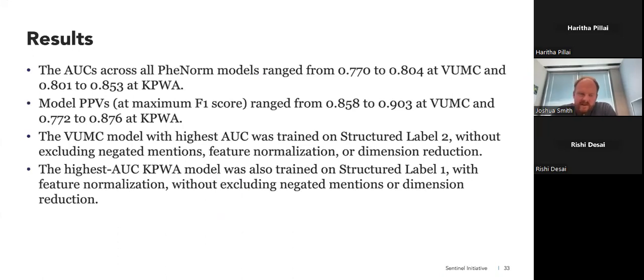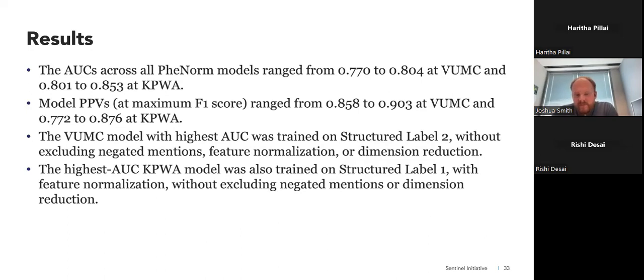In terms of results, the AUCs, or area under the curve, across all PheNorm models range from 0.77 to 0.8 at VUMC and 0.8 to 0.85 at KP Washington. The positive predictive value for the models at the maximum F1 score ranged from 0.858 to 0.903 at VUMC and 0.772 to 0.876 at KP Washington. If you're not familiar with F1 score, it is the harmonic mean between positive predictive value and sensitivity. It's kind of a way of balancing the two. And so we measured what our performance was at the point that maximized that F1 score.